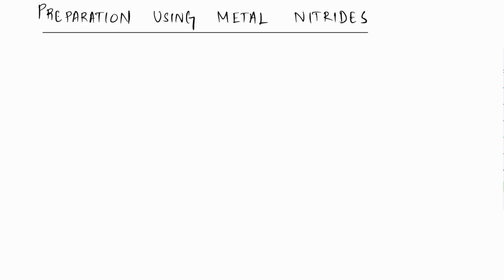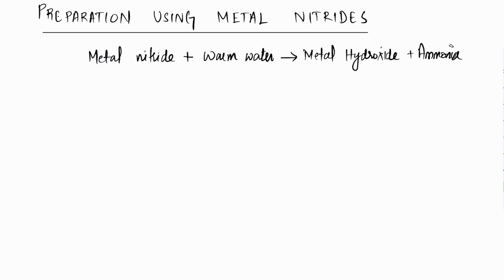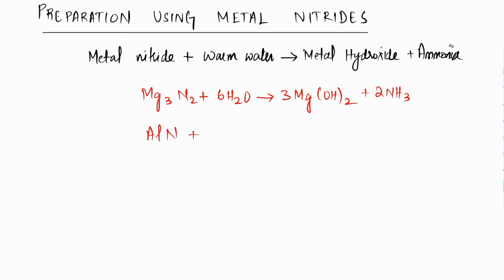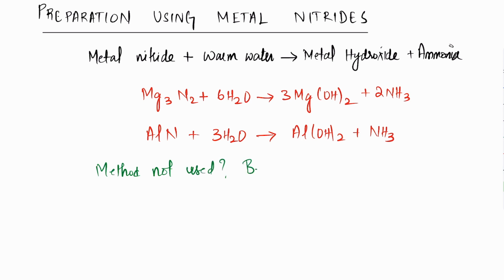Ammonia can also be prepared by using metal nitrates. When metal nitrates are treated with warm water, it will form metal hydroxide and ammonia. For example, magnesium nitrate reacts with warm water to form magnesium hydroxide and ammonia. Similarly, aluminum nitrate reacts with warm water to form aluminum hydroxide and ammonia. Why is this method not used? Since it is expensive.